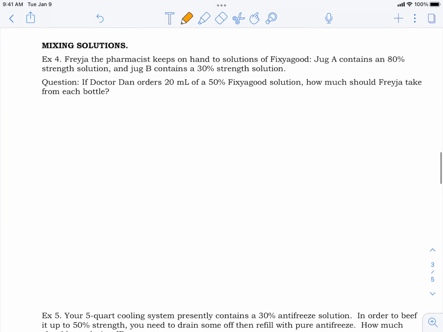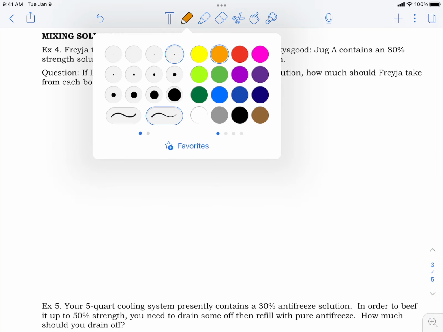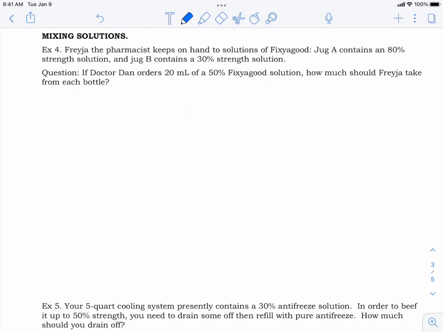Here's another type of situation you can encounter. Solutions. Meaning percent strength of solutions like medicines and stuff. Antifreeze, whatever. So this is a real situation too. They actually do this at various pharmacies. They keep on hand, let's say you've got some kind of a drug, Fix You Good. It's a real good drug. It fixes you good. Copyright pending or whatever.